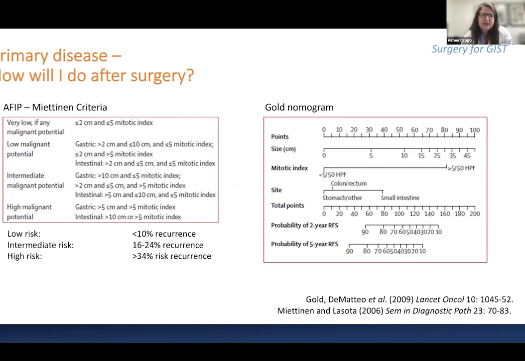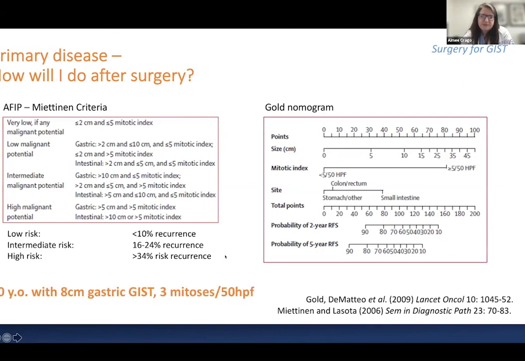So a tumor with high mitotic count in the intestine compared to the stomach, or tumors that have grown larger than 10 centimeters. So each of those iterative risk factors starts to put you at a higher risk of recurrence. The Gold nomogram takes each of those characteristics. It doesn't dichotomize them quite as much, but on a more continuous scale, assigns points for different characteristics. And then you add up the points that you get for size, mitotic index, and site, and then that helps you to determine a risk.